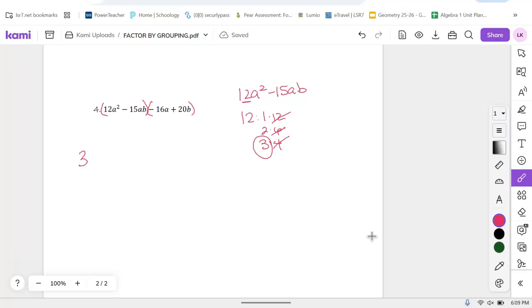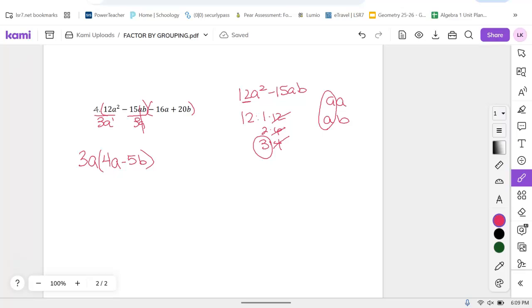Then I have a squared, so I have a, and then ab. So I have one a in common, so I can take an a out. So I'm going to divide each thing by 3a. 12 divided by 3 is 4. A squared divided by a, so that's 2 minus 1 is a. Negative 15 divided by 3 is negative 5. And then the a's cancel out, and I can bring down the b.